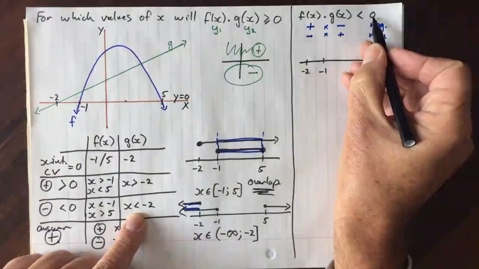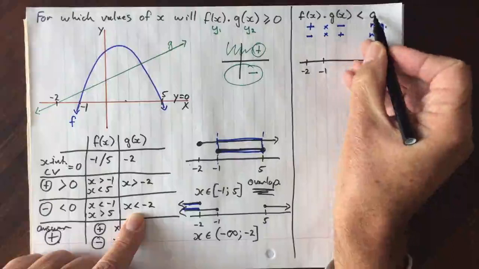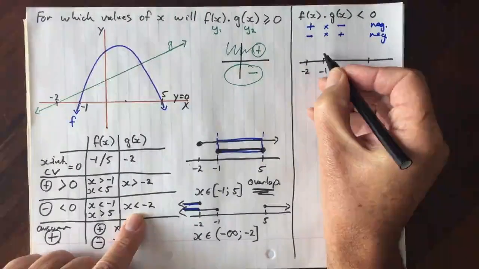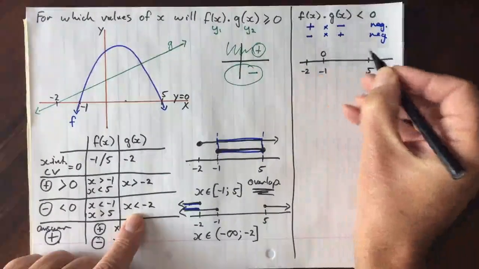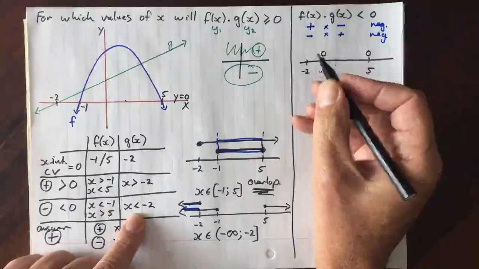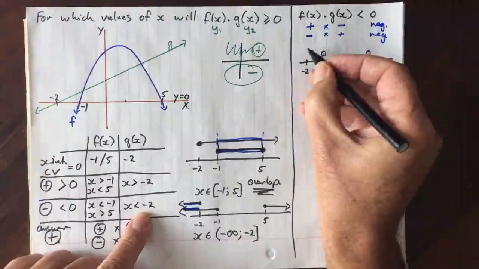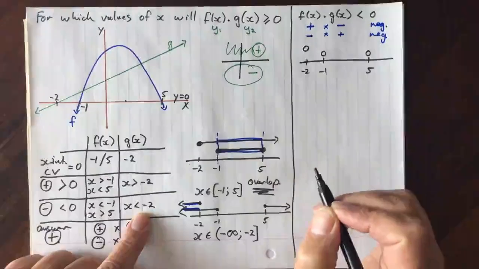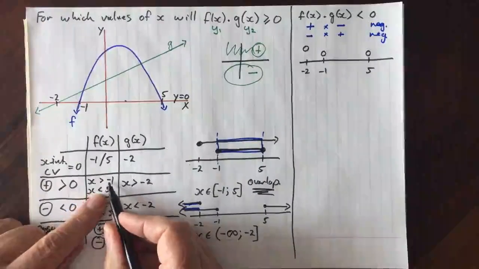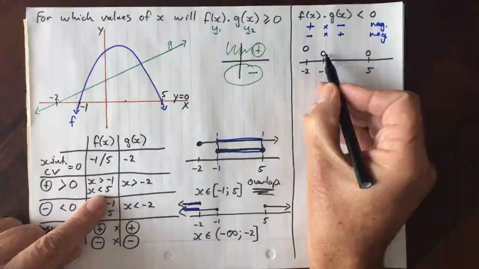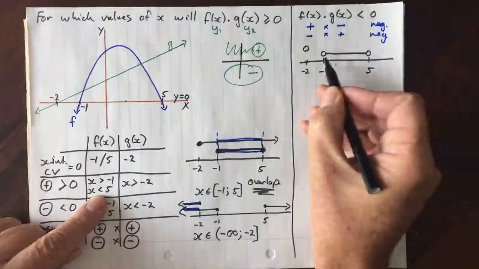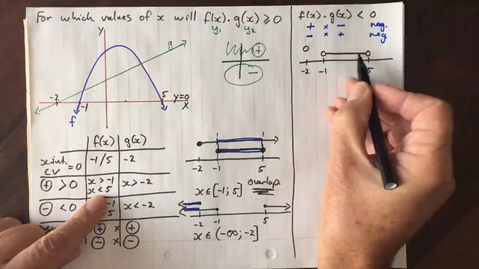We're going to work with an open dot because there's not an equal sign over there. So for the parabola, it will be an open dot like that. And my other critical value is also at -2. Let's do that. So x greater than -1, less than 5 will be over there.